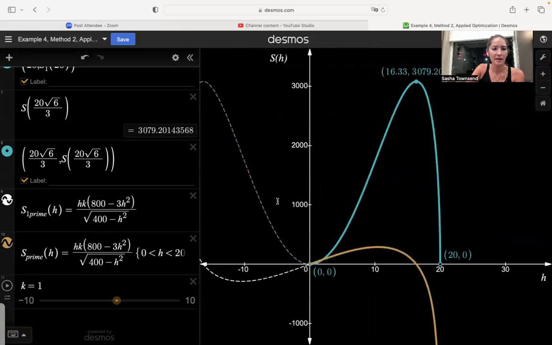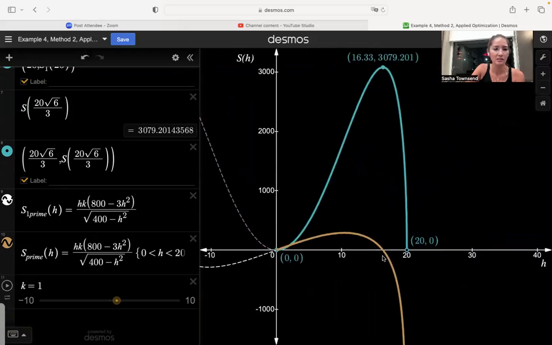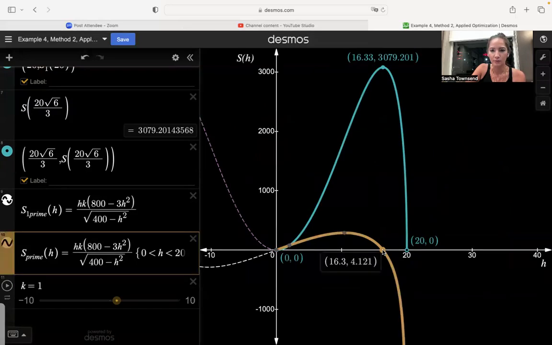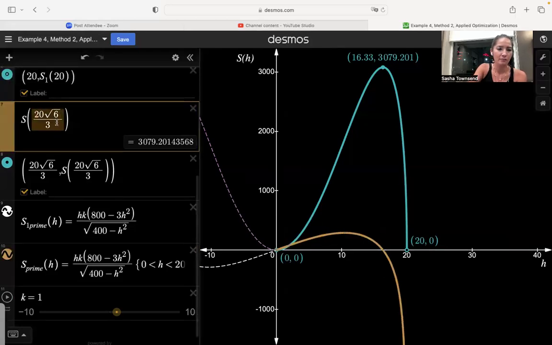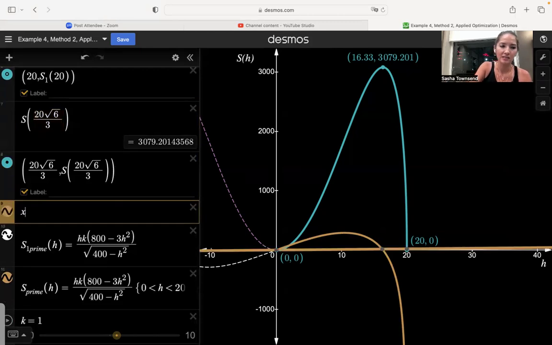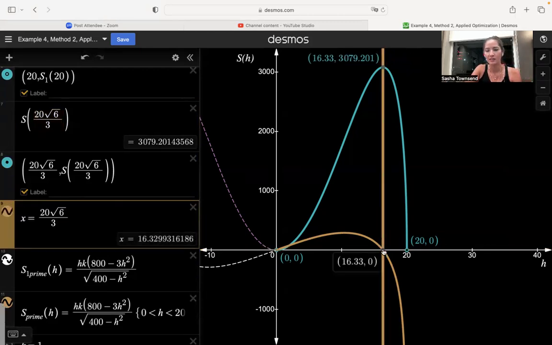Now, when we set S prime equal to 0 and solve, we get this X value. Oops, not that one, 16.33 inches for h. We can sort of see it on the graph itself. Or if we wanted to, we could just graph the vertical line x equals that value, and we can see that the derivative is 0 there, and then it also crosses at the maximum value of the function. And then the decimal approximation is 16.32299 and so on of that exact answer.